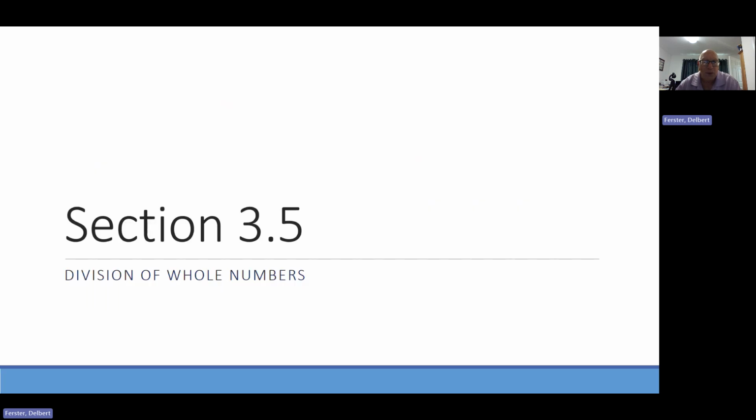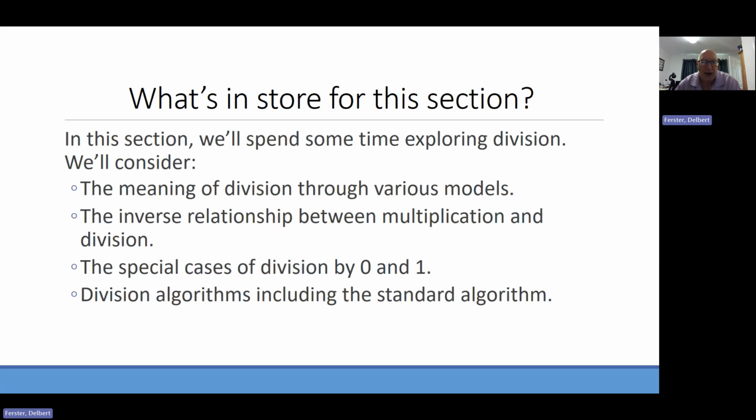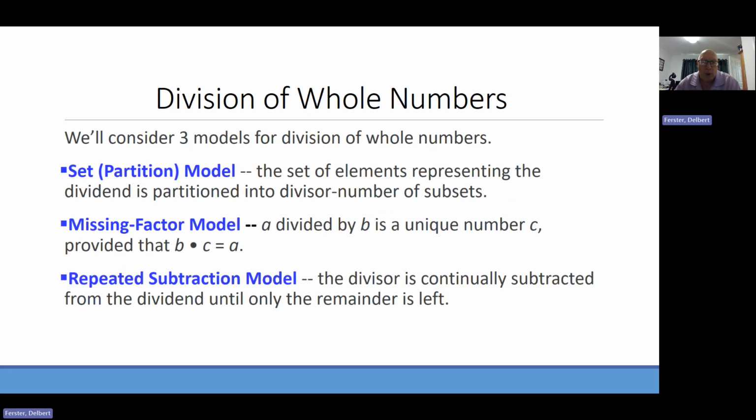So here we go. Oh, look, it's section 5. We're going to divide. I knew it was going to happen. Here's your overview slide. These specials, dividing by 0 and 1, are problematic. We'll get to that shortly. We can do sets, we can partition sets, we can do a missing factor, we can do a repeated subtraction. So these are models that you and I will showcase that could be used to represent the idea of dividing.